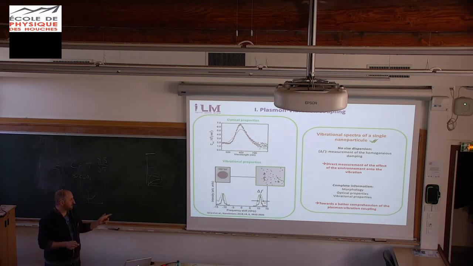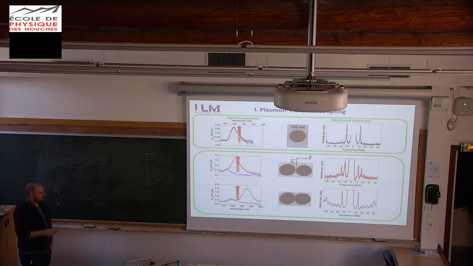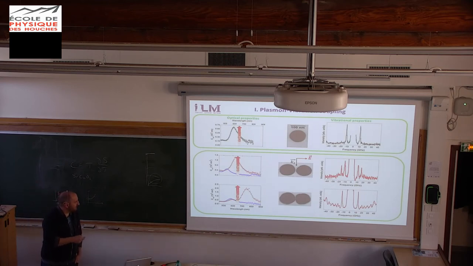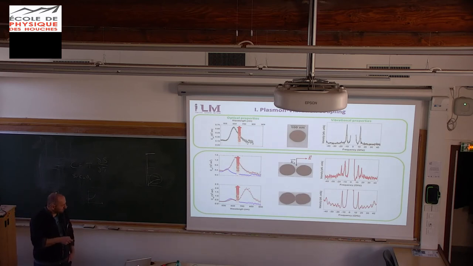But as I told you, what is interesting is not to excite a single gold nanoparticle, but maybe more than this. So we started to work on dimers of gold nanoparticles. Here are their optical properties, which depend on the distance between the two nanoparticles. As you can see, when they are really close, the plasmon in the longitudinal direction is shifted to higher wavelengths. We always excite at the same wavelength. But on the Raman spectra, there is a clear change when you change the distance between the two nanoparticles, and you see more and more modes appearing.